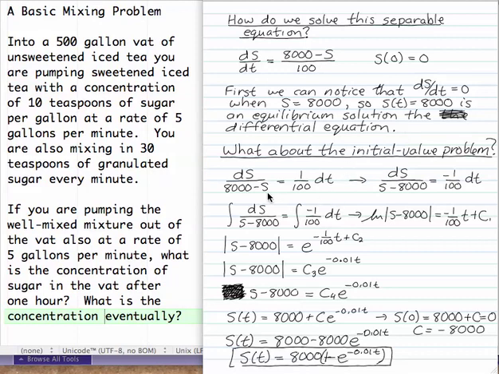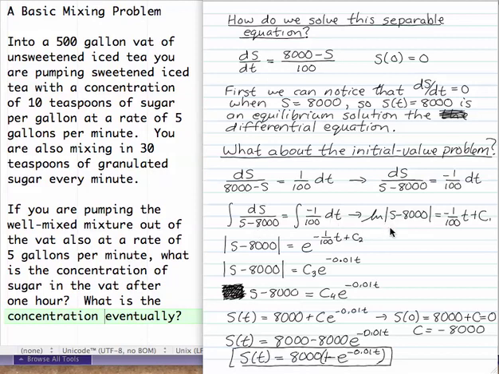Well, first we separate, s on the left and t and constants on the right. It helps us to rearrange by, say, factoring a minus 1 out of the denominator on the left-hand side, and then multiplying both sides by minus 1. A little bit easier representation of s. We integrate: the integral of ds over s minus 8,000, and the integral of minus 1 over 100 dt.